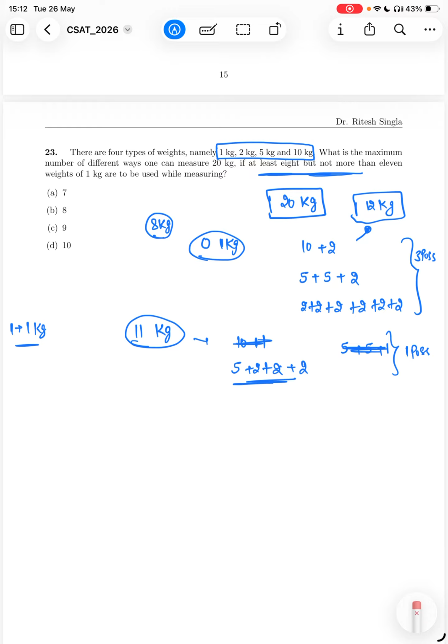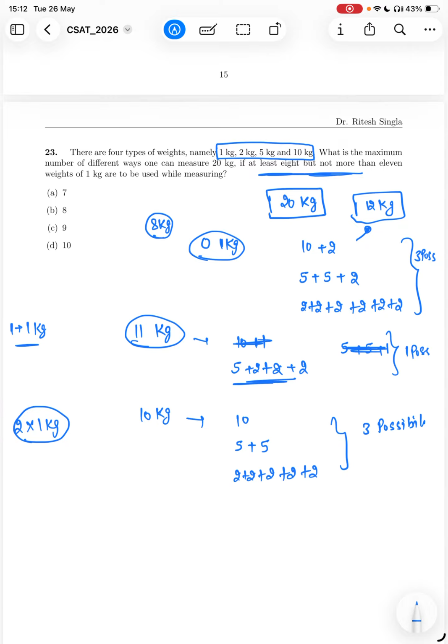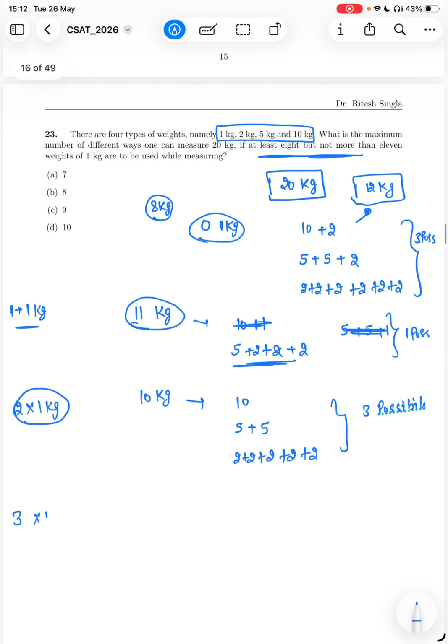Now suppose I am using two 1 kg weights. So I am left with 10 kgs. So how can I do it? Either 10, or 5 plus 5, or 2 plus 2 plus 2 plus 2 plus 2. These are the only three possibilities. Similarly, if I am using three 1 kg weights, so I need to cover 9 kg more. So the only possibility is 5 plus 2 plus 2. One possibility. So in total I have 3, 4, 3, 7 plus 1. Total 8 possibilities. You can measure 20 kgs of weights.